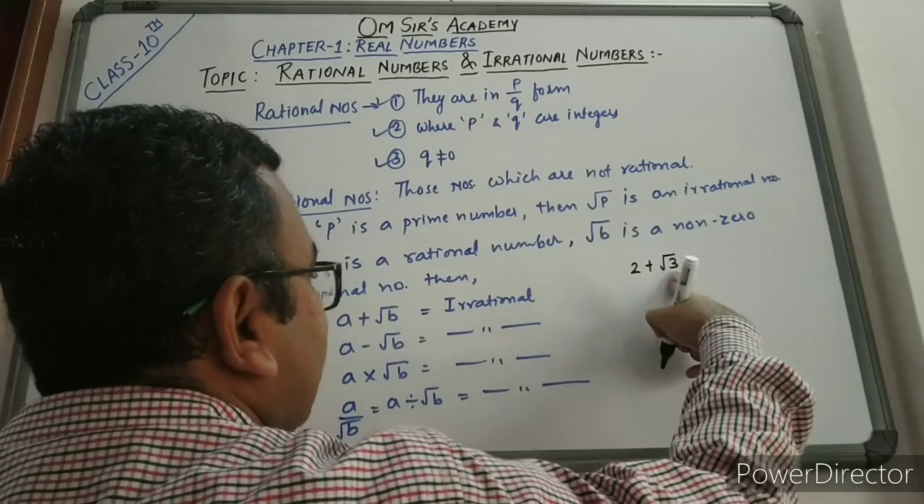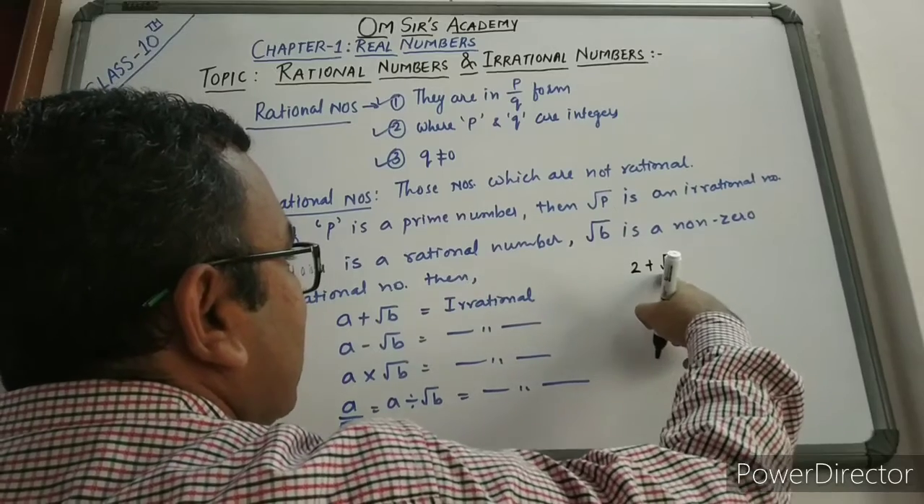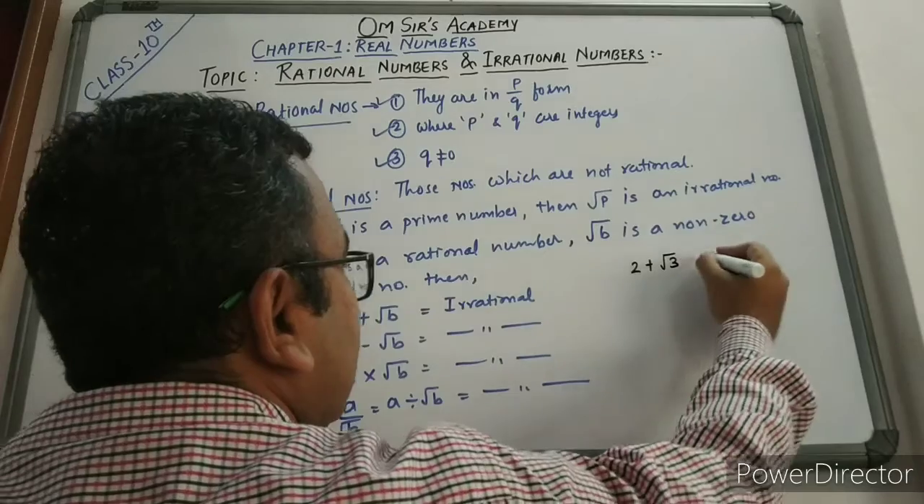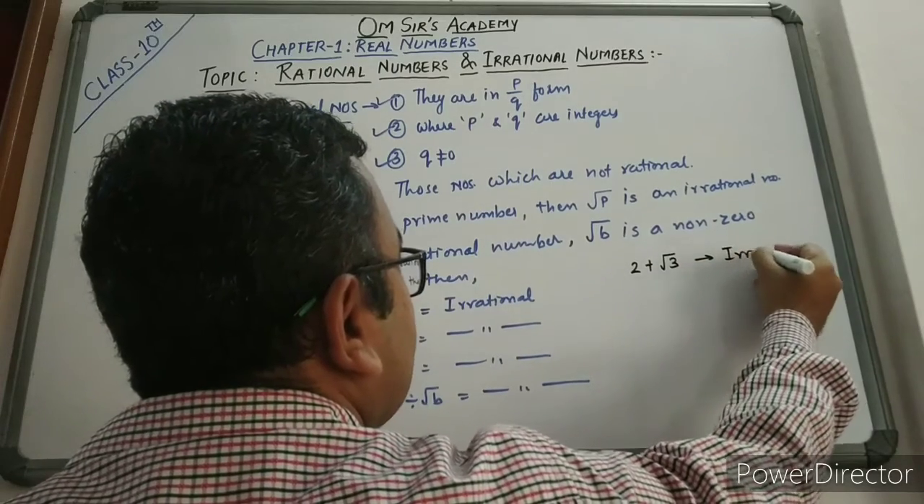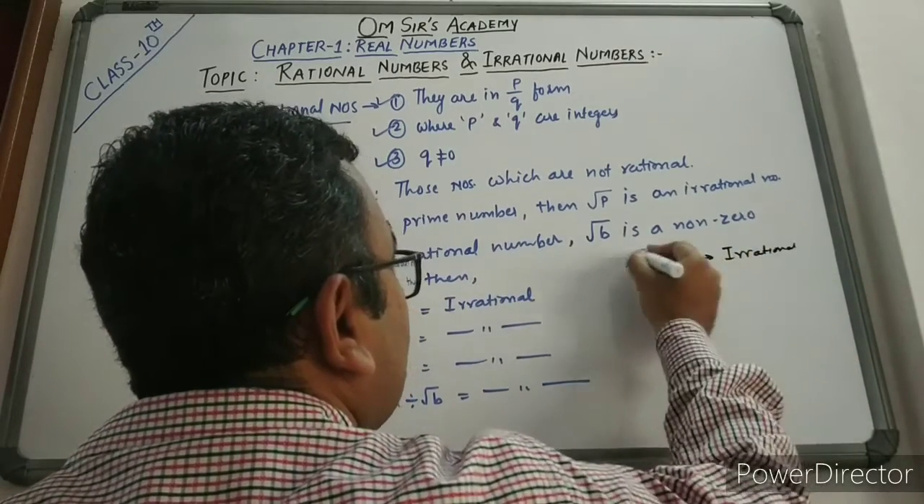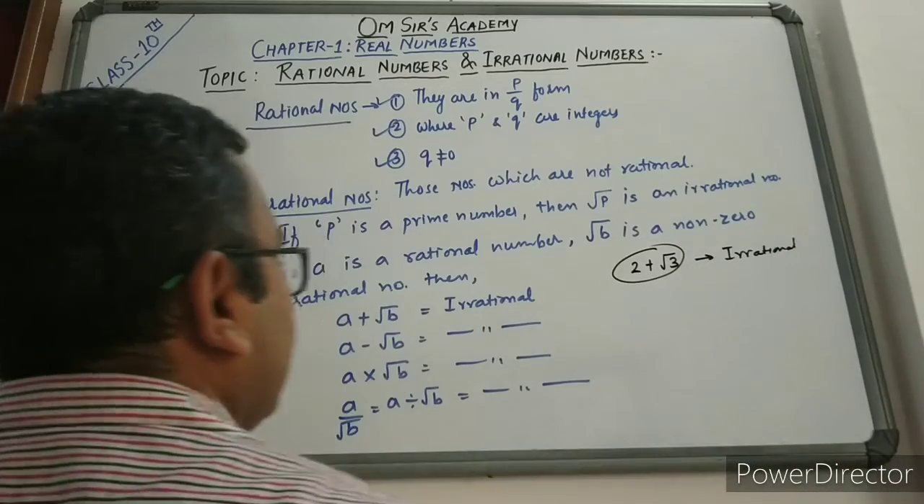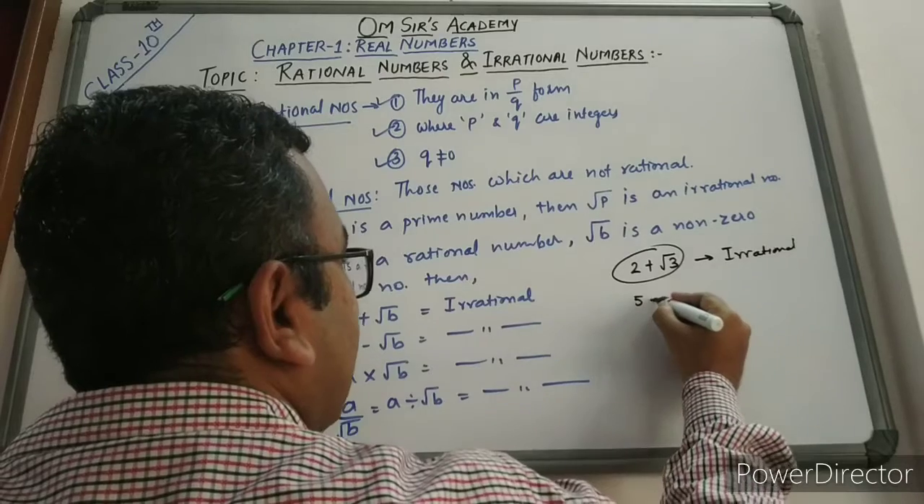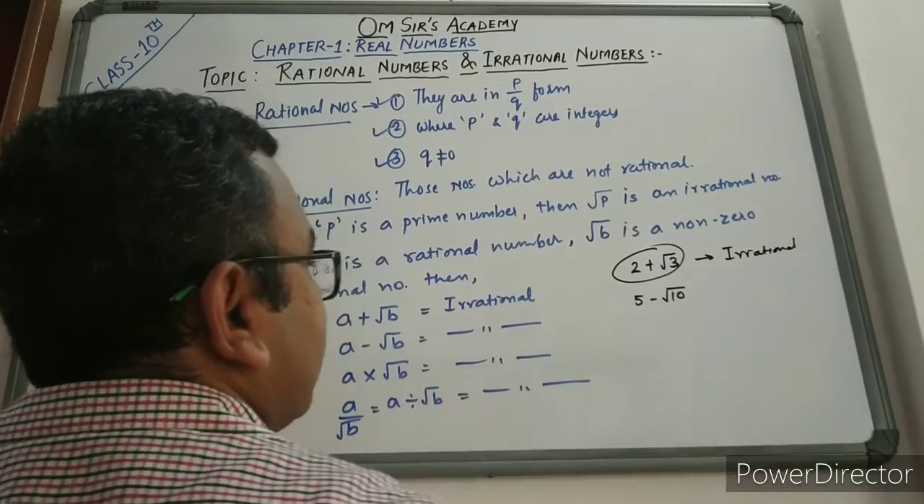But root 3, here it is a prime number and the root of that prime number is an irrational number. So rational plus irrational will give an irrational number only. So this whole number will be called an irrational number. Similarly, we can write 5 minus root 10.